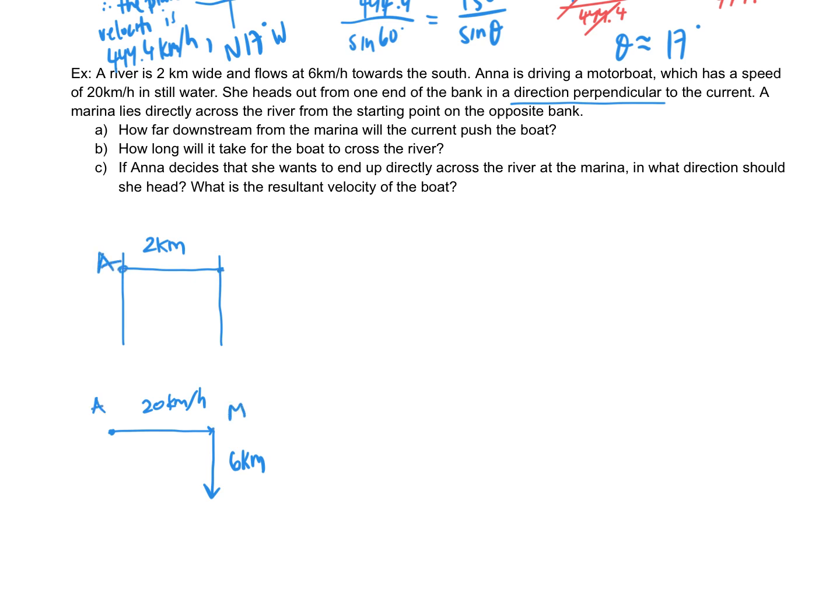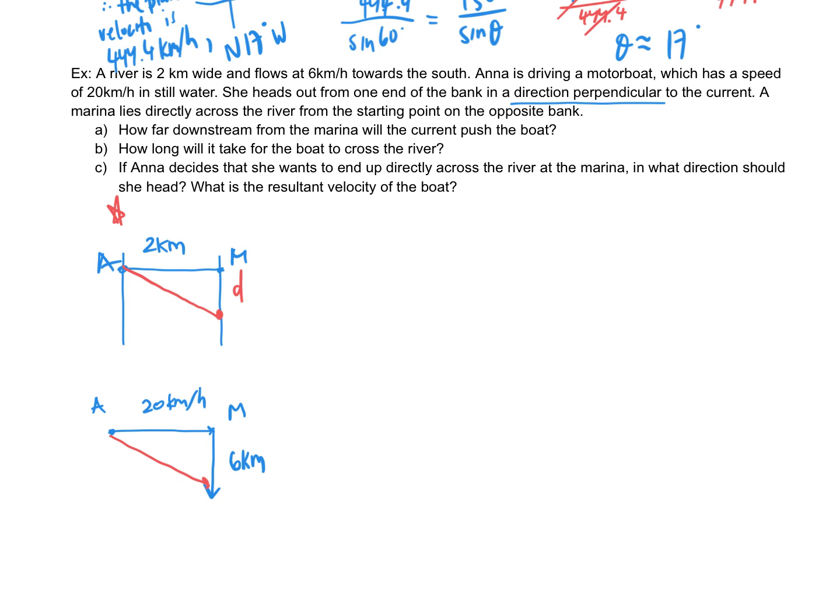So Anna and marina. Now the first question is, how far downstream from marina will the current push the boat? So if this is Anna's boat velocity and this is the current's velocity, what she actually ends up traveling is this resultant vector. So she's going to get pushed down. Now I am looking for a distance, so I have to use this diagram here. She's going to get pushed a certain amount based on how her boat gets pushed further down. So our goal is to solve for this distance.